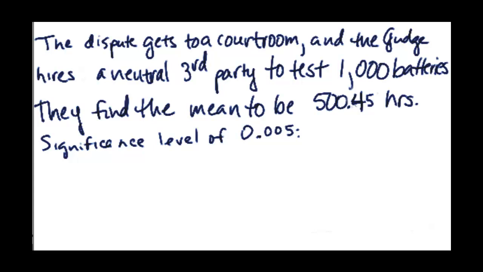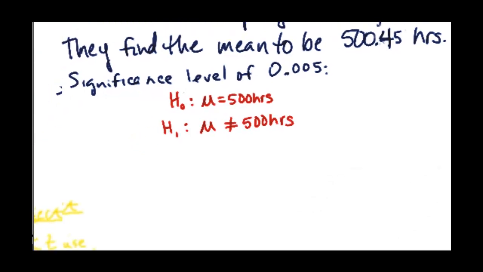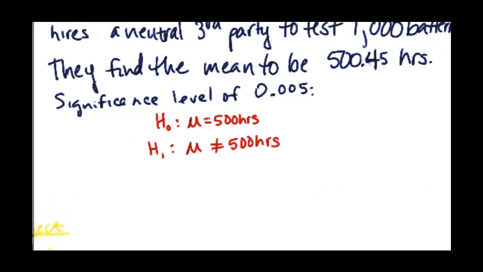So the first thing I'm going to do is I'm going to do it right this time. I'm going to do my null and research hypothesis. So my null is still that mu equals 500 hours. That never changed, right? But my research hypothesis now, because we're doing the arbitrator, we don't know whether it's above 500 or below. We're just going to test to see if that claim is false, right? So that means we have a two-tailed test, or right and left, however you want to look at it.